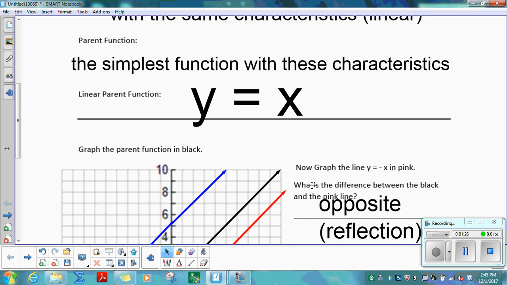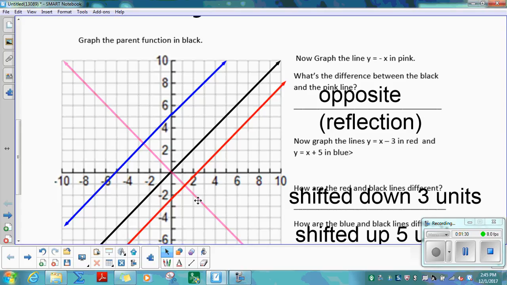Okay? Now, I couldn't get any of these things to pop up like I wanted to, so we're just going to go with it. And that one popped up, of course. So the black line is the graph of y equals x. Just a straight line going through the origin, and it's perfectly diagonal to that whole grid. So that's the parent function.